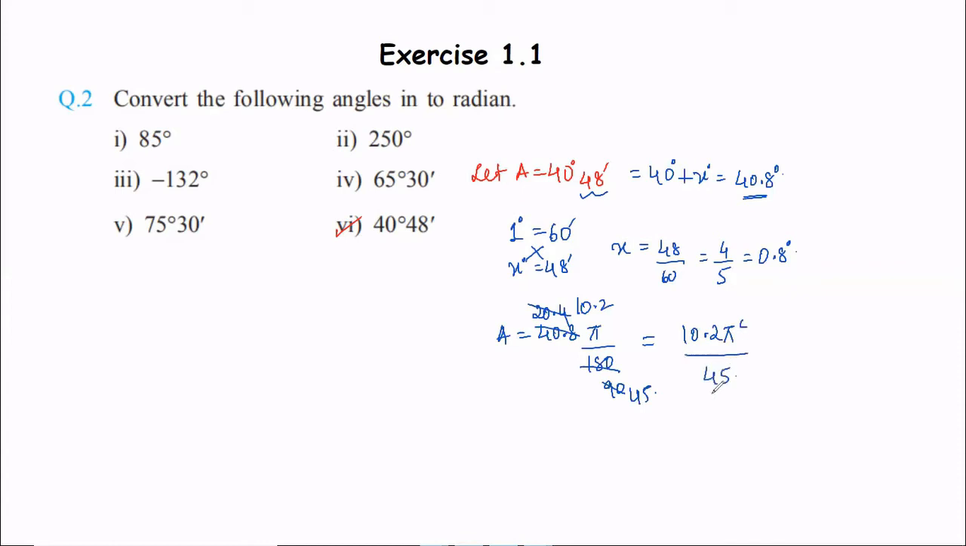I think we can still cancel by 3. Let's do it then. We can write 45 cancelled by 3 would be 15. This will be 3.4. Yes, 3.4 pi radian. This is now 3.4 pi radian by 15. Yes, that's the conversion for 40 degrees 48 minutes. So now let's move to the next question, question number 3.